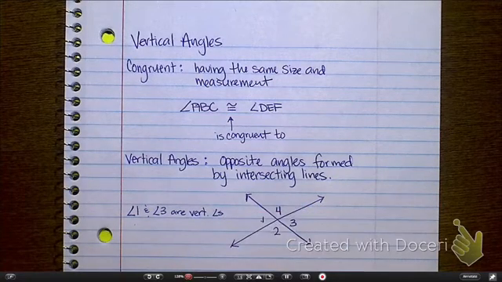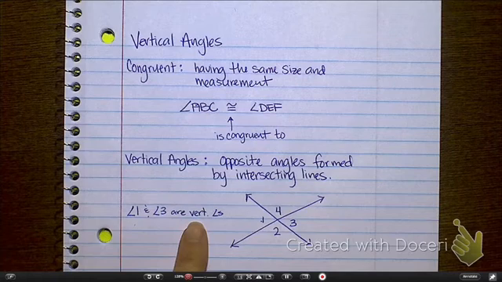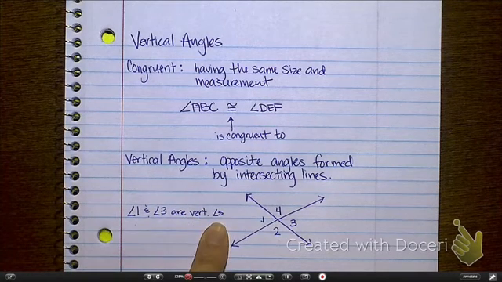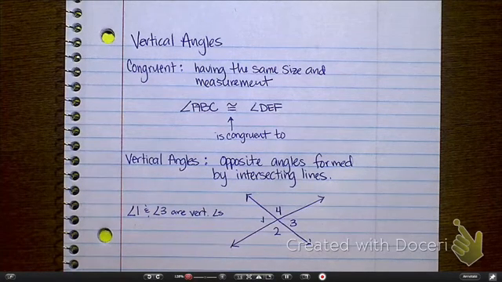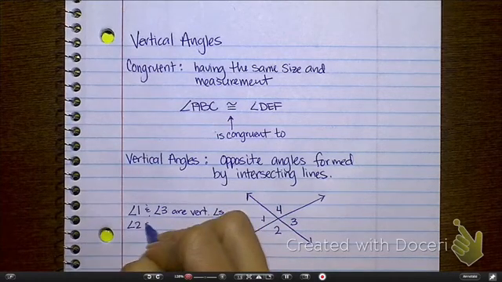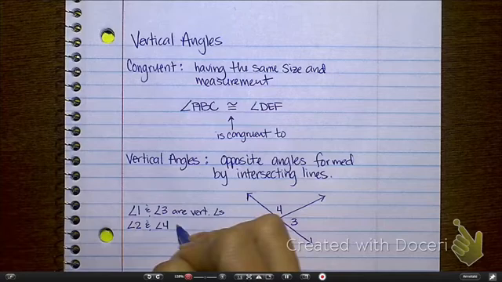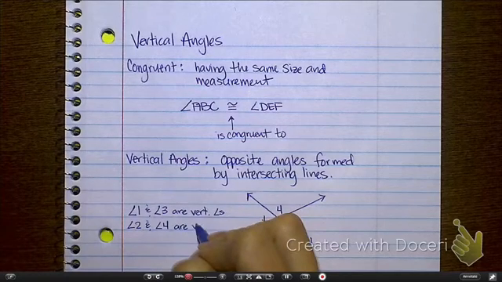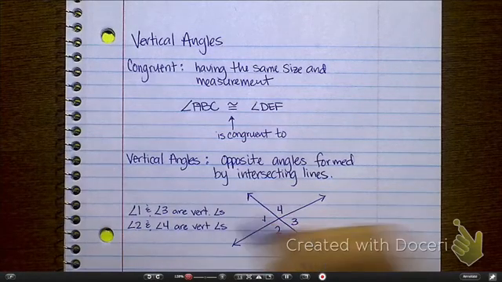I'm going to do a little abbreviating there. Do you guys know what I mean when I write this? Vertical angles. All right, so what's another set of vertical angles that we see in this picture right here? What other angles? 2 and 4. Yeah, 2 and 4. So angle 2 and angle 4 are also vertical angles.